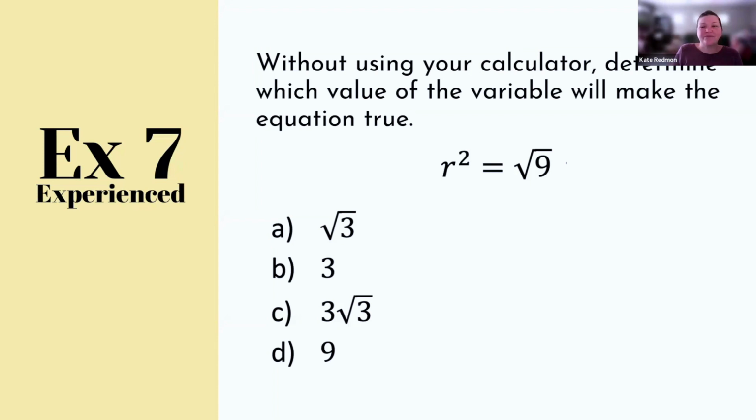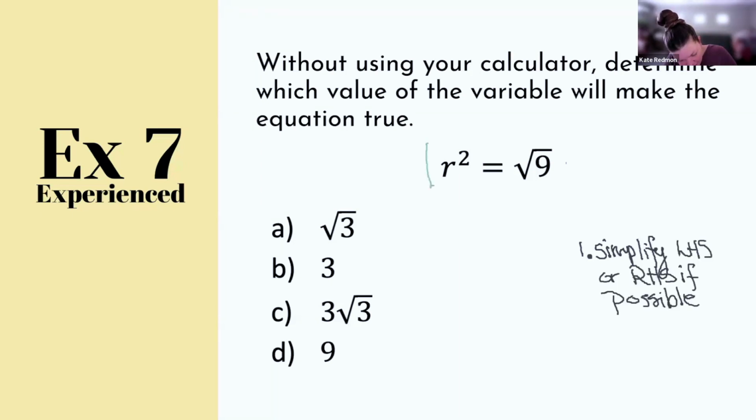And for those of you who are like, that's too easy, Kate. All right, let's step it up, y'all. Experience level number 7. It says, without using your calculator, determine which value of the variable will make the equation true. The biggest mistake students make on this problem, which most of you make, is that you neglect to simplify. Examine the left-hand side.